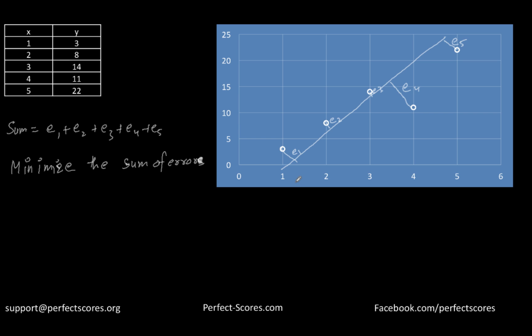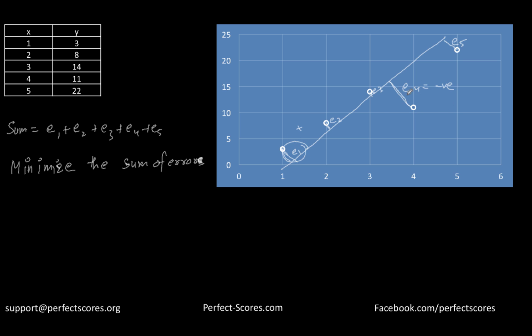However, there's one little problem in this experiment. The problem is that E1 is going to have a positive sign because this is giving me more than usual. E2 is also giving me more than usual, but E4 is going to carry a negative sign because this is less than usual. Now what's going to happen?